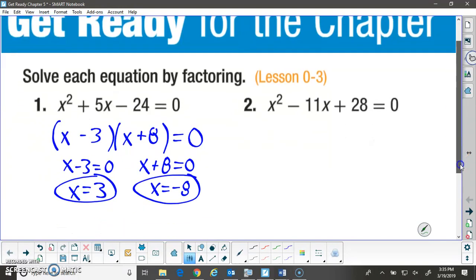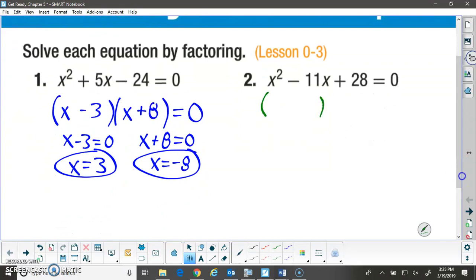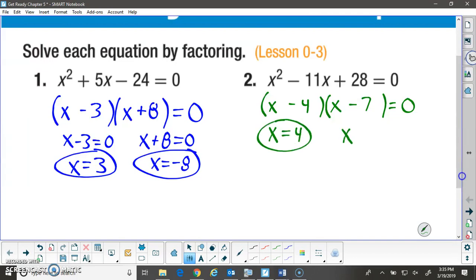Number two, again, I call this basic factoring. Two numbers that multiply to give you 28 and add up to give you negative 11 would be negative 7 and negative 4. Setting each factor equal to 0 would give us x equals 4 and x equals 7.